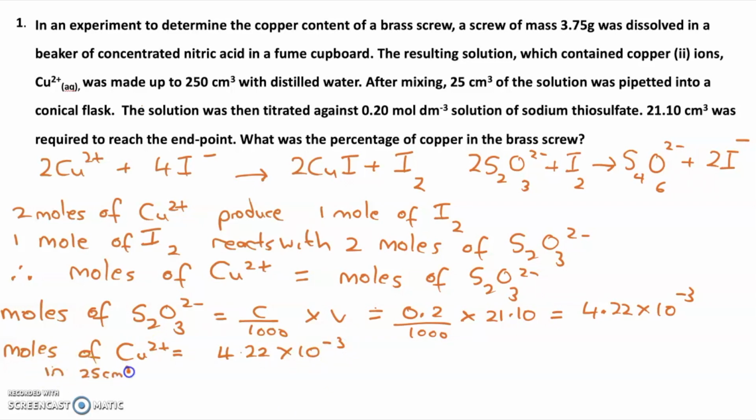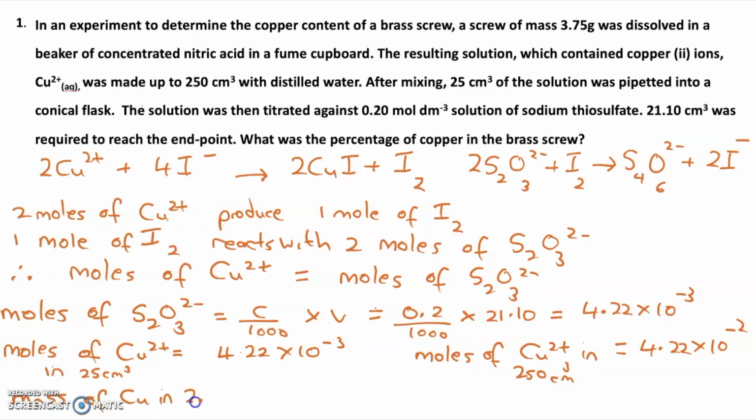So 4.22 times 10 to the minus 3 is the moles of copper 2+ in 25 centimeters cubed of solution, but our original solution was 250 centimeters cubed. In 250 centimeters cubed, the original solution, it must be 4.22 times 10 to the minus 2, because we have to times the moles of copper 2+ in 25 by 10 to find the moles of copper 2+ in 250.